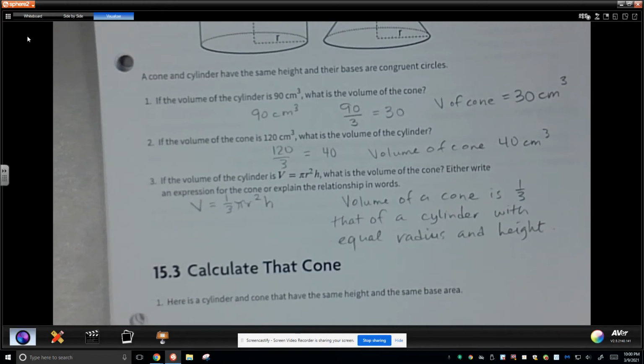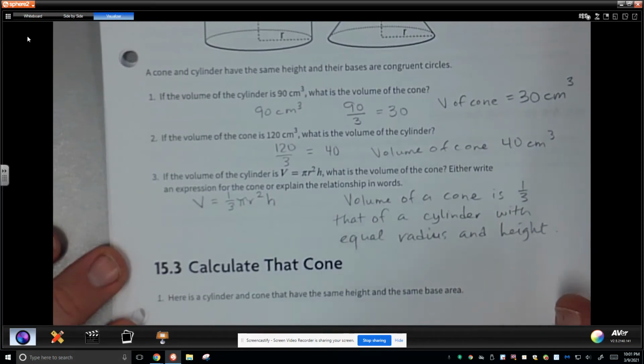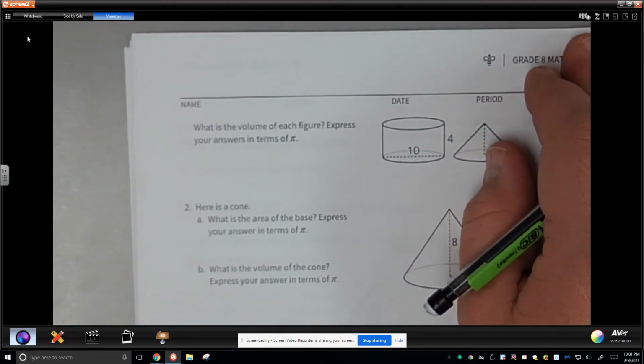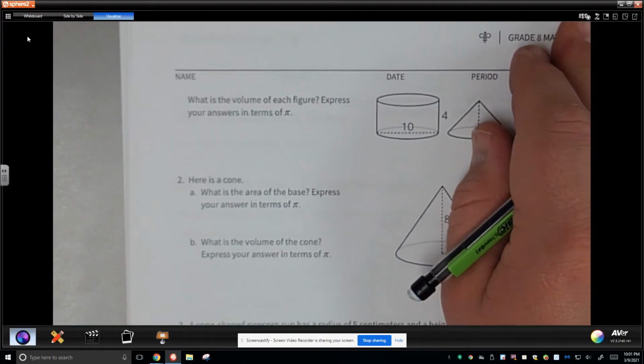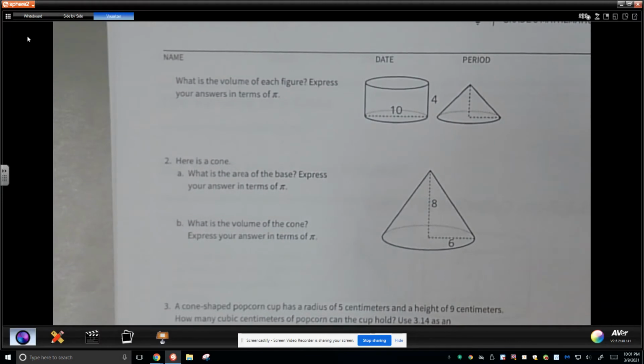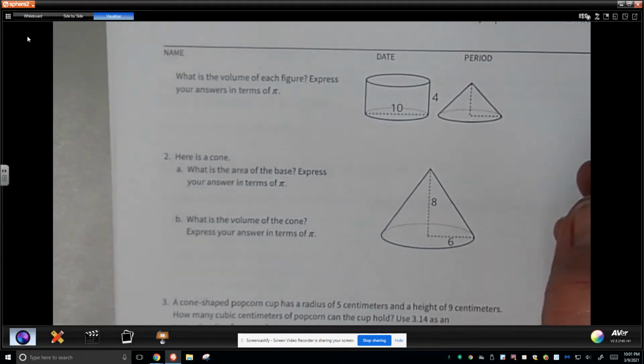going to use a lot of substitution to figure out the areas that we're working with here. We are going to continue to compare it to a cylinder as well. So here's a cylinder and a cone that have the same height and the same base area. What is the volume of each figure? Express your answer in terms of pi. Remember, in terms of pi means we are not going to approximate to 3.1400. We will leave pi as pi, which actually makes it kind of nice.